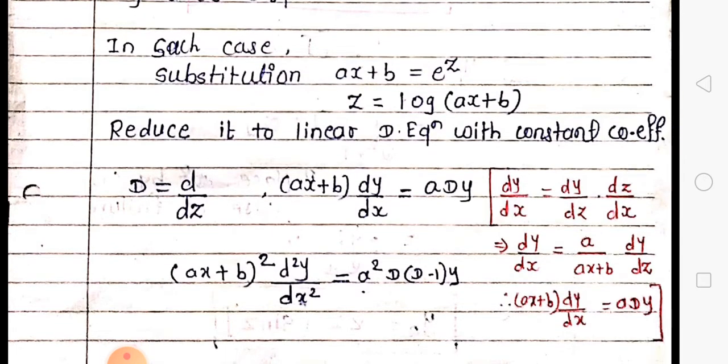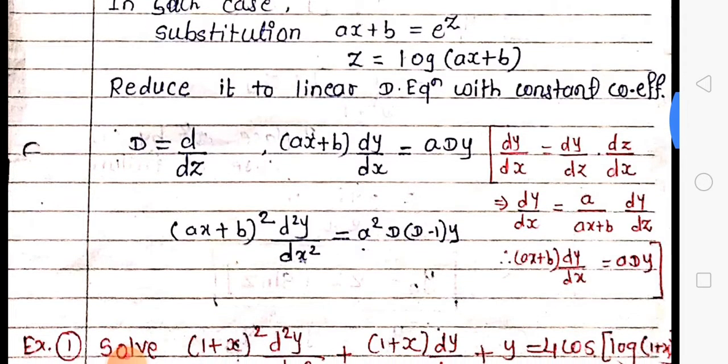Now find the derivative of z with respect to x, because we know z in terms of x. So dz/dx is 1 upon (ax+b) into the derivative of (ax+b), which is a. Then we get dy/dx equal to a upon (ax+b) into dy/dz. Similarly, we find the second order term, third order term, and so on up to the nth order term.